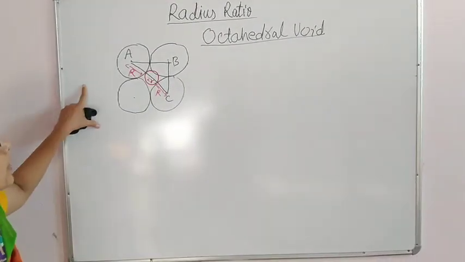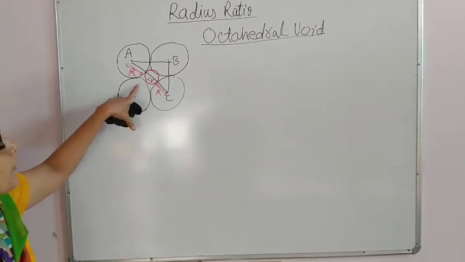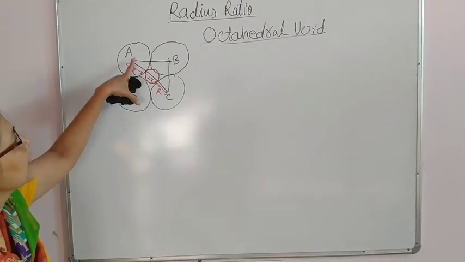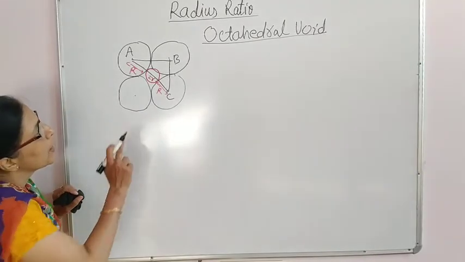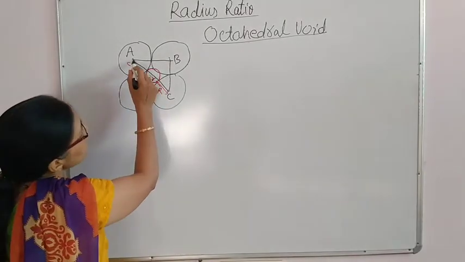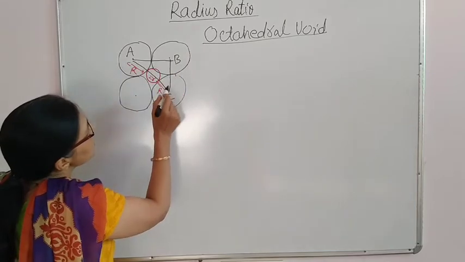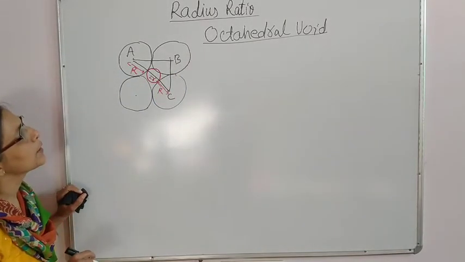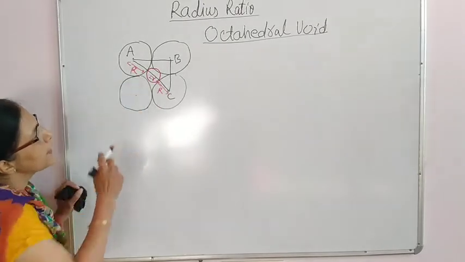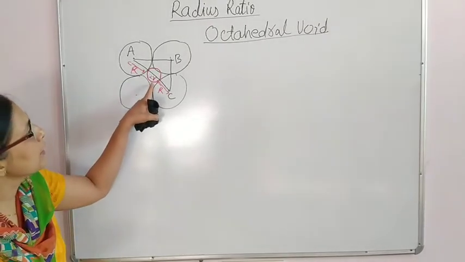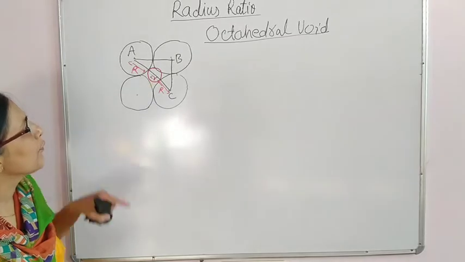You know that octahedral void is just like a face-centered unit. I have drawn the octahedral void, with the center position of the octahedral void, where A, B and C are the centers of atoms A, B and C. And this red circle is the position of the void.